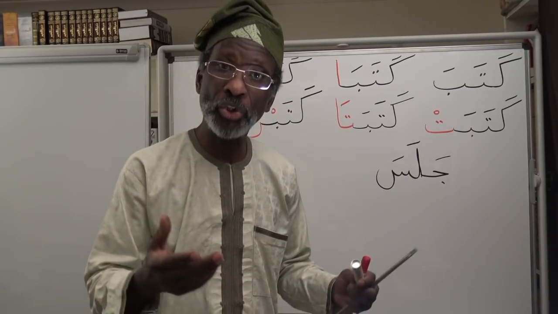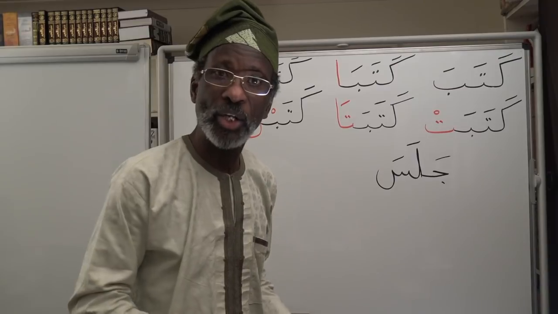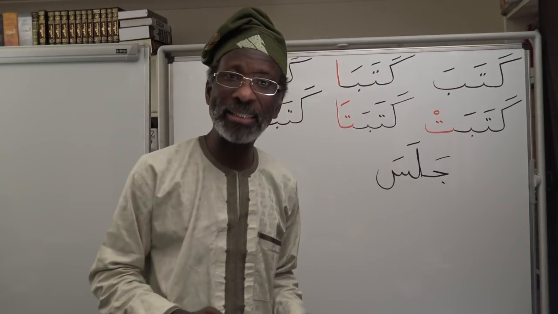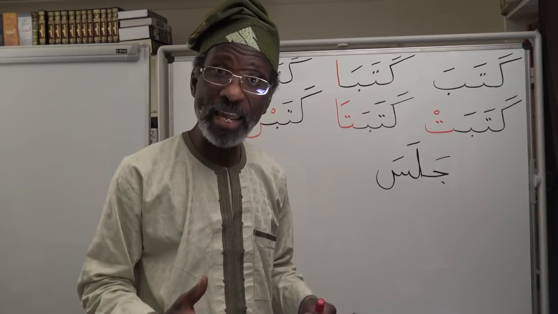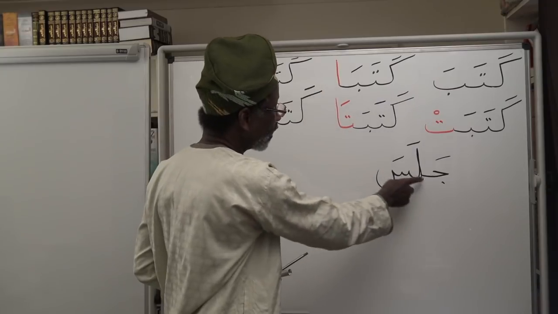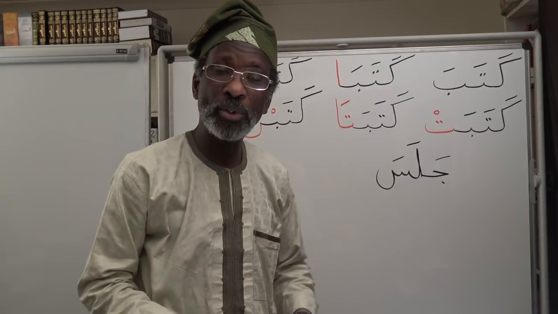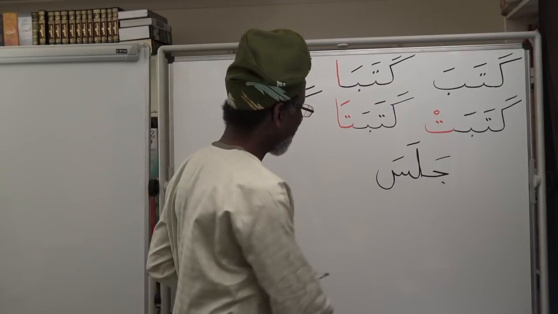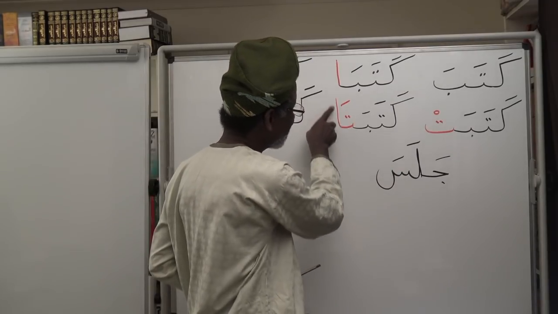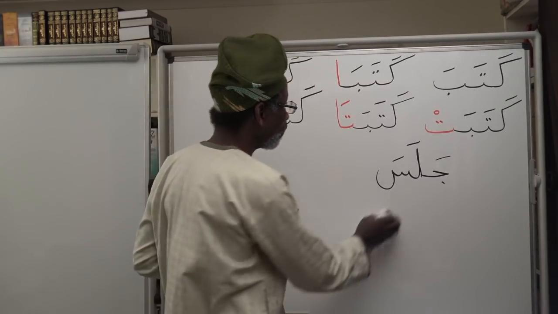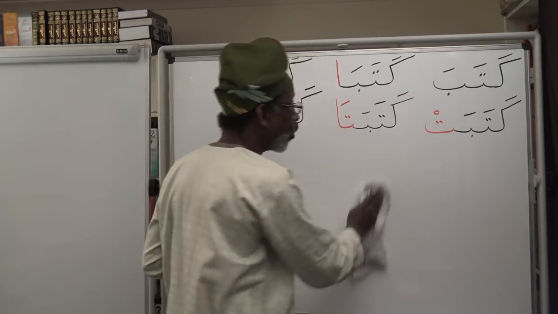automatically, if you want to say she sat, what would you say? You will say jalasat. Just add that ta. If you want to say they, meaning two men, sat, you just add this alif. You say jalasa. If you want to say two women sat, you say jalasa, and then you add this ta, jalasata. Right.